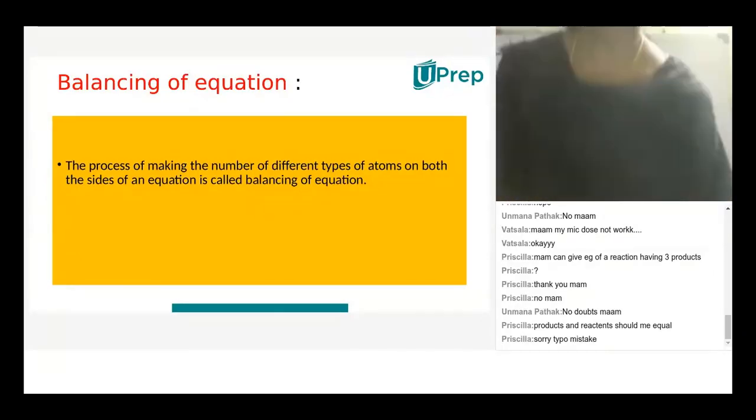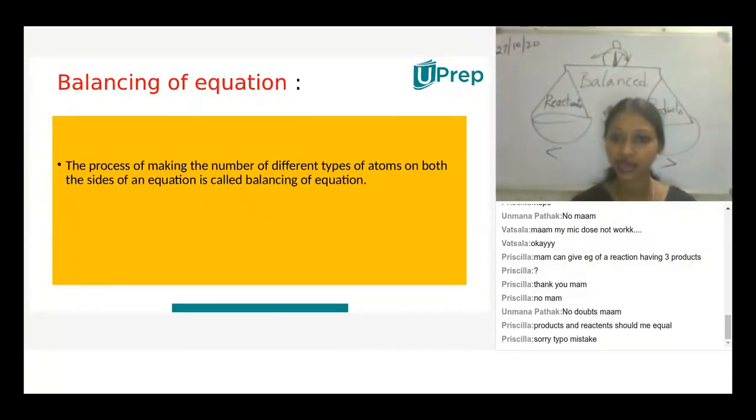Ma'am, is it necessary to balance the chemical equation? If the chemical equation is not balanced, is there any difference? Will the properties change? No, there is no change in the properties. Even if we don't balance the equation, there is no change in the properties. But when we want to represent a complete chemical equation, we definitely need to balance the equation according to the law of conservation of mass.